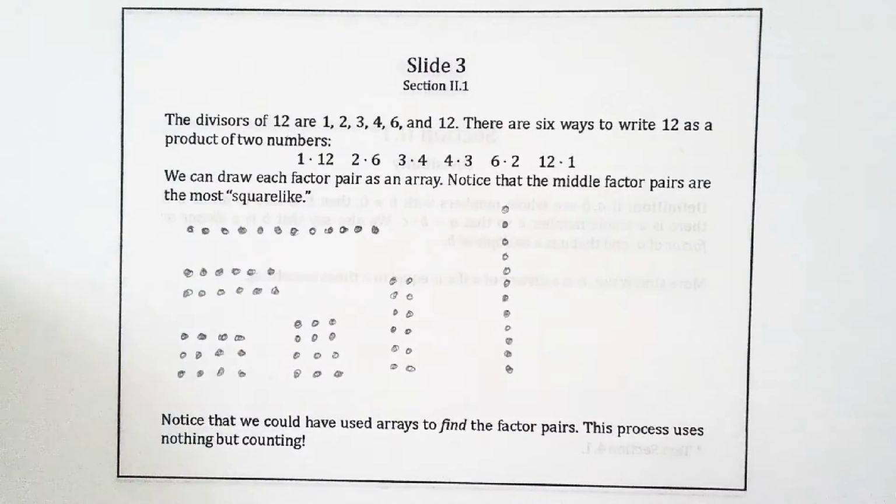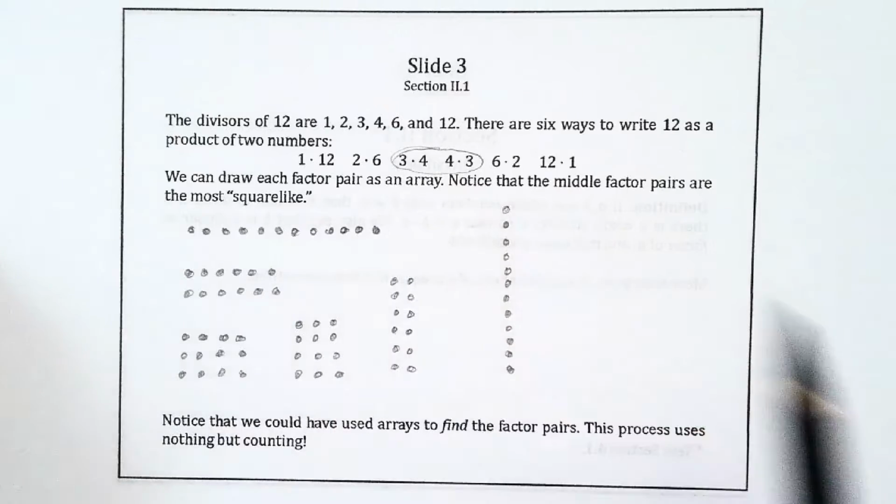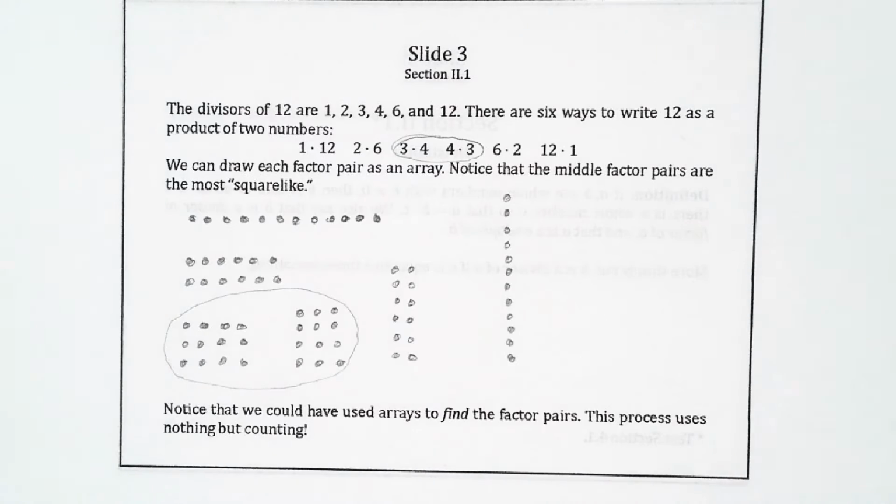And so I point out that the middle factor pairs are the most square-like. So that would be those factor pairs, or these two right here. See, they're the closest to being a square. Yeah, that'll come up later.